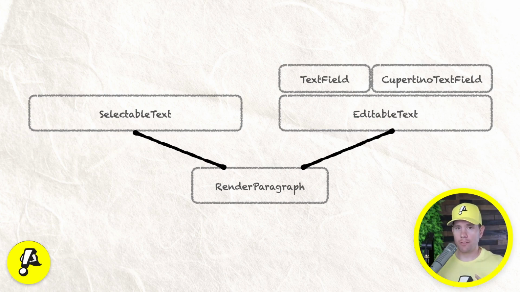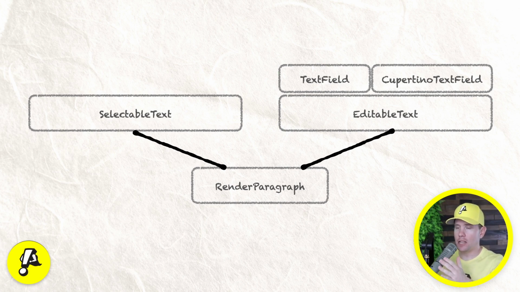Here is the setup roughly for the tools that we have available for dealing with selecting and editing text. We have selectable text as described. We have editable text as described. I also mentioned that text field and Cupertino text field are built on top of editable text. Now, selectable text and editable text both utilize a render paragraph to lay out text and query where various characters and lines of text are on the screen.